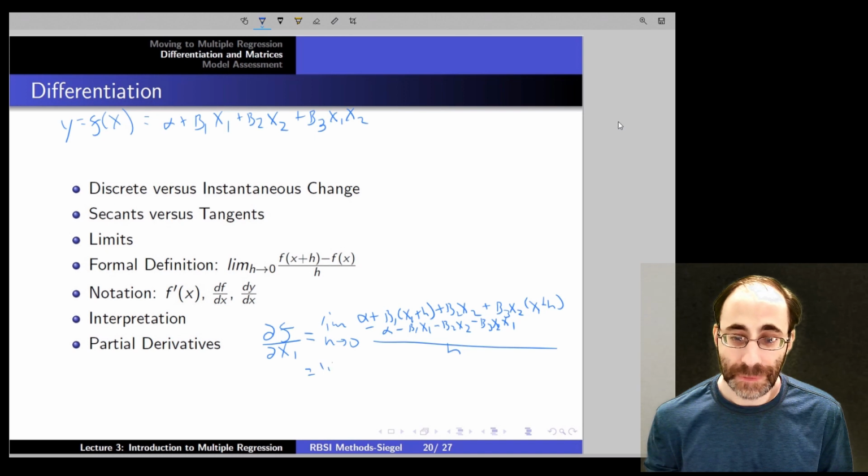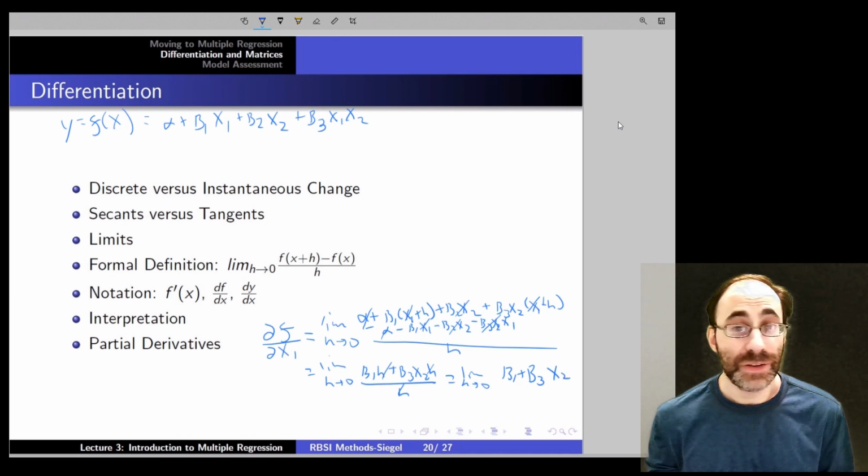Now that equals the limit as h goes to 0. The alphas cancel. The beta 1 x1s cancel. The beta 2 x2 cancels. And the beta 3 x2 x1 cancels. And that leaves beta 1 h plus beta 3 x2 h divided by h. The h's all cancel. And we're left with a limit as h goes to 0 of beta 1 plus beta 3 x2. There are no h's, so this is just beta 1 plus beta 3 x2.